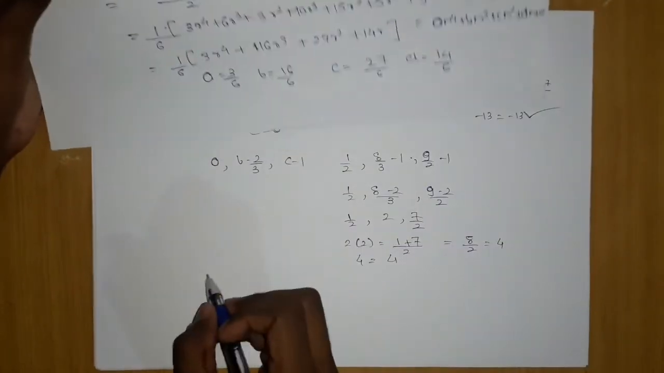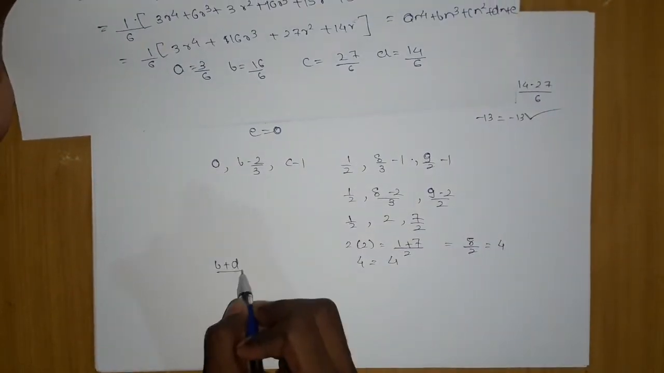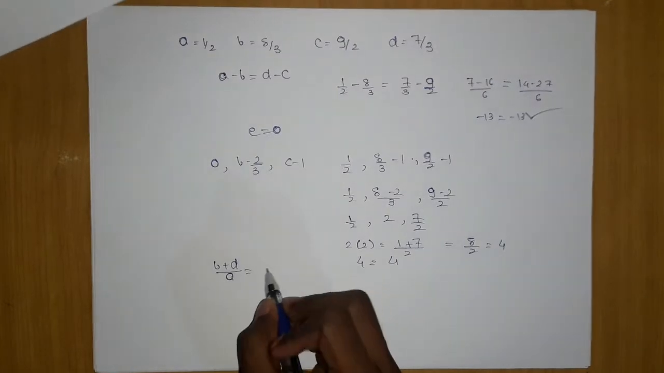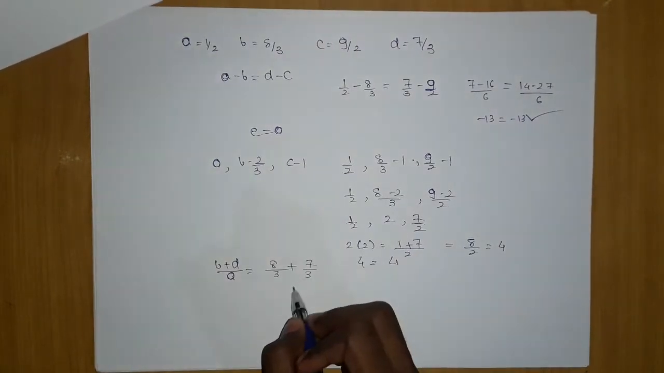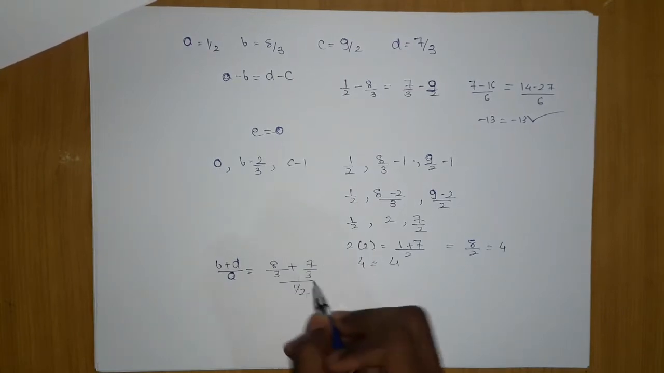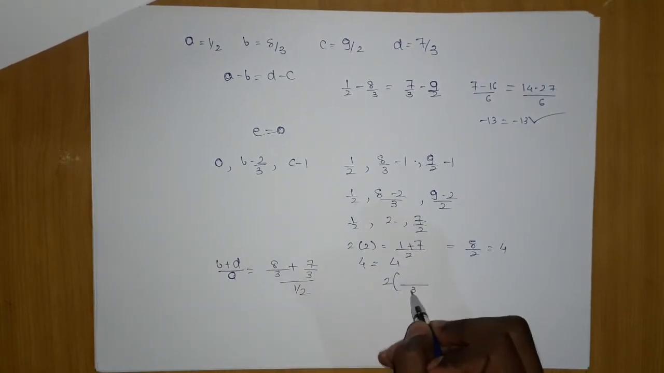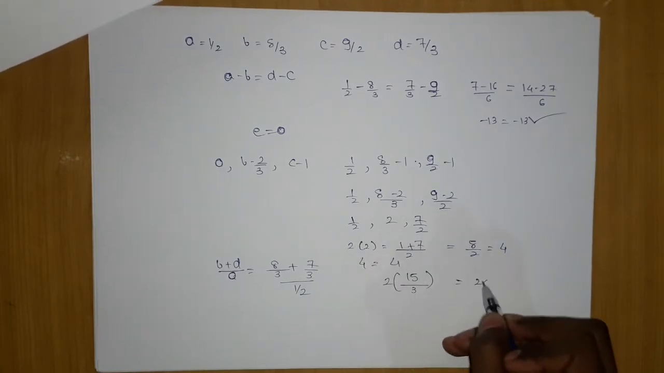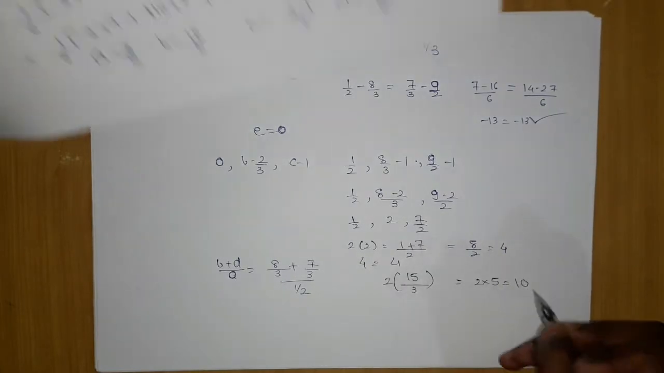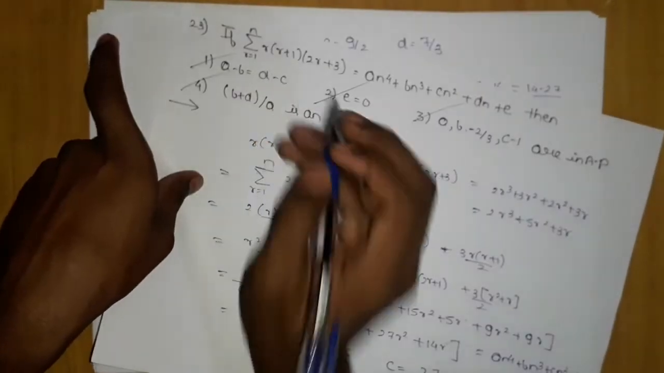Now let's check the fourth option, which says b plus d by a is an integer. b is 8 by 3, d is 7 by 3, a is 1 by 2. The 2 will move here, then it will become 3 by 8, sum 15, and this will cancel out, giving me 2 into 5, which gives 10. So it is an integer. So all the 4 options are correct.